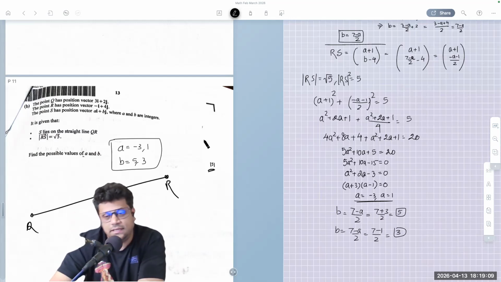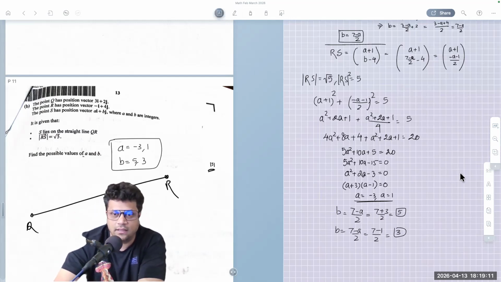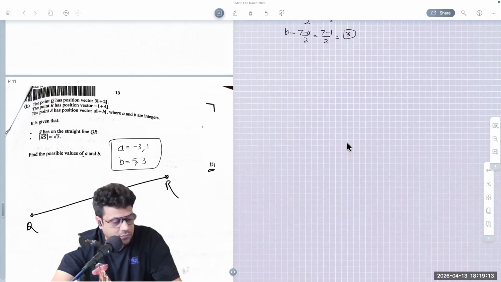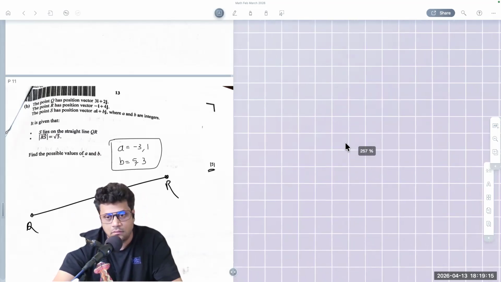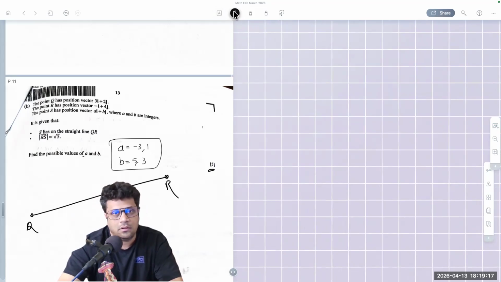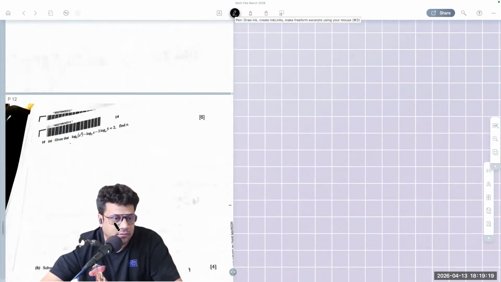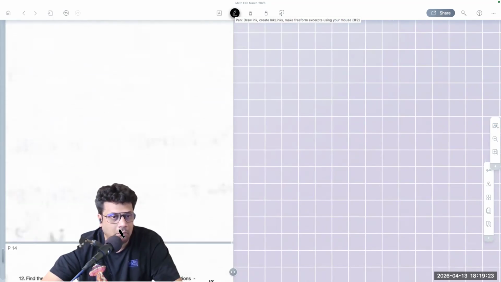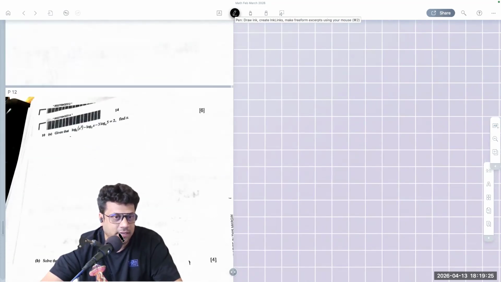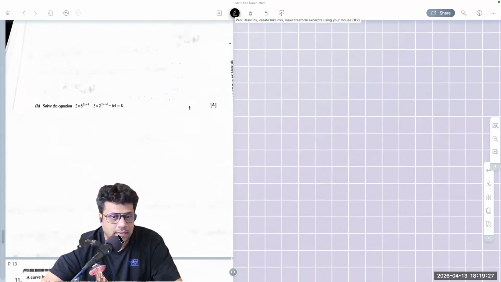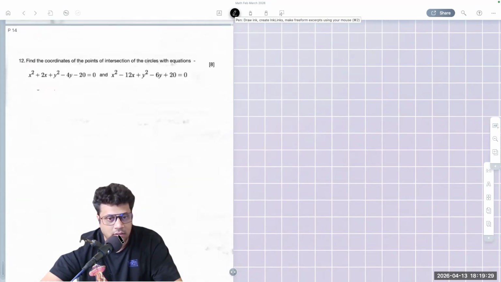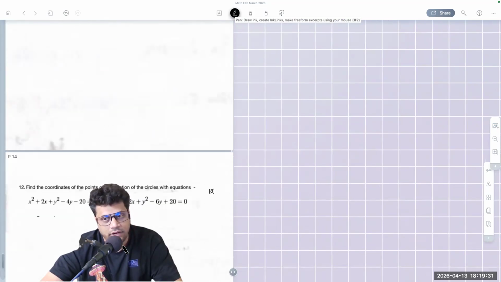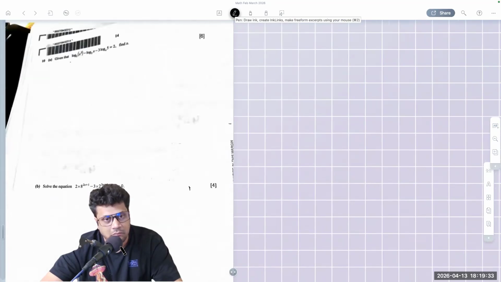I actually want to see what this vector looks like. How many questions do I have remaining though? 10, 11, and 12. 3 questions remaining. 10 marks, 16, and 8. 24 marks remaining.